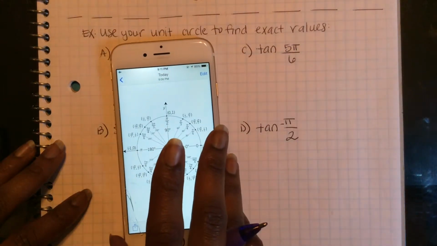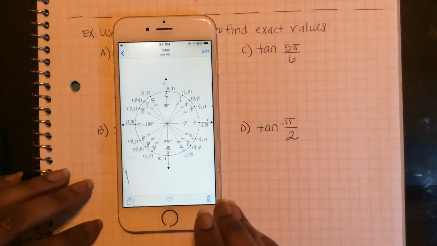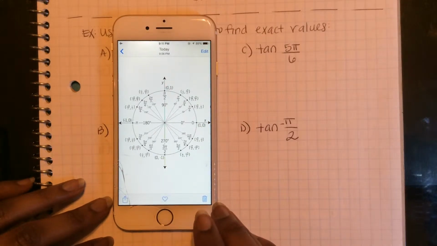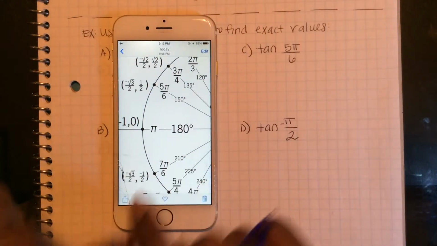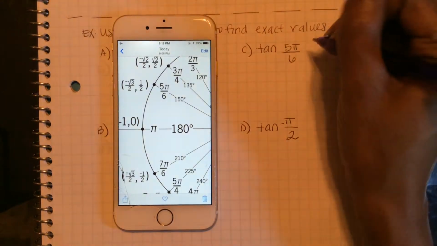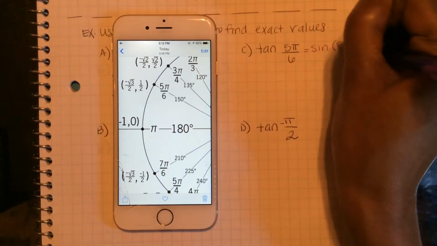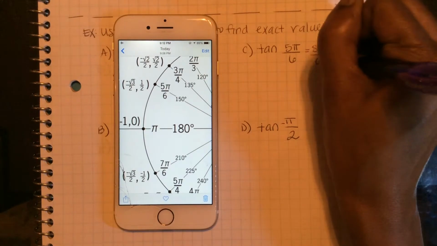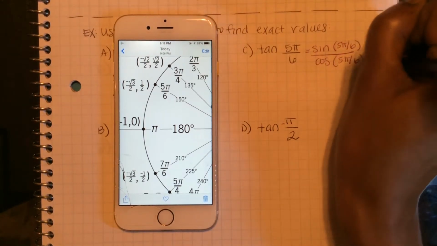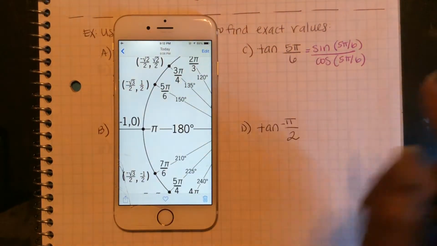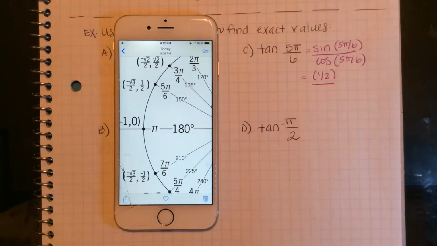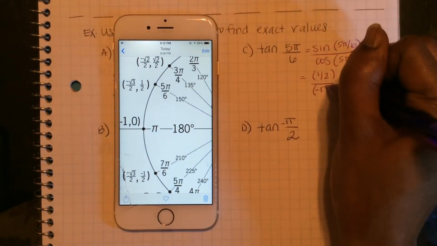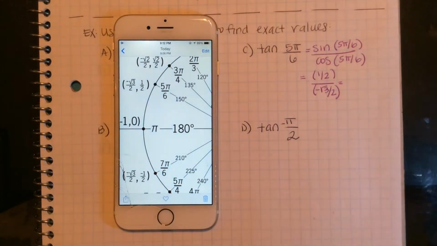So now in part C, tangent of 5 pi over 6. So let's see, 5 pi over 6 is on my unit circle. It's right here in quadrant 2. So remember that tangent is the same as sine of 5 pi over 6 over cosine of 5 pi over 6. We only have sine and cosine. So sine is 1/2, my y value, divided by cosine, which is negative square root 3 over 2.